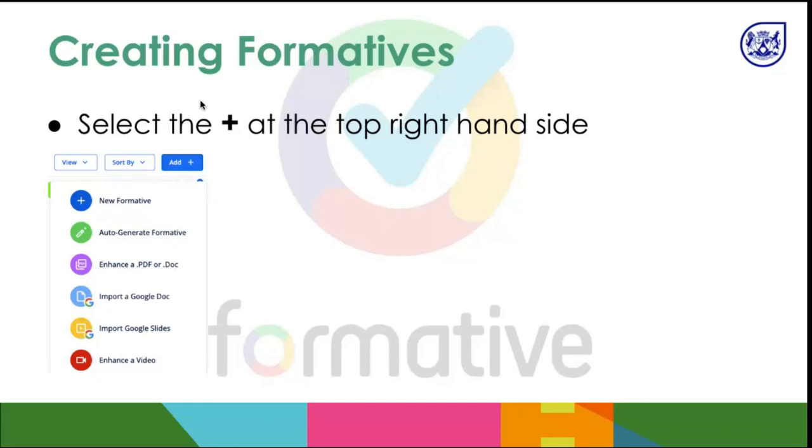All right. So when we create a formative, I'm going to go onto the screen in a minute, but this is just for you to remember. The plus is the most important thing. At the top right-hand side of our screen, we're going to see add. When we click on that, it asks what you want to do. Do you want to make a brand new formative? Do you want formative to generate a worksheet for you? Do you want to upload a PDF or a doc to be turned into a formative? Do you want to import a Google Doc? Do you want to import Google Slides? Do you want to enhance a video? That is how we will create a formative. I will demo that for you in a few minutes.